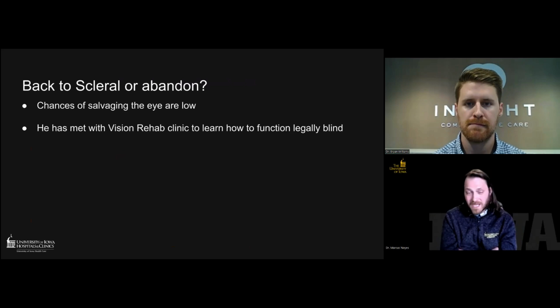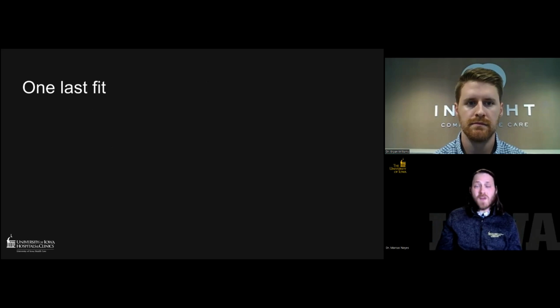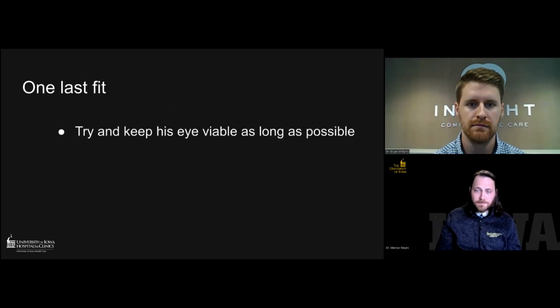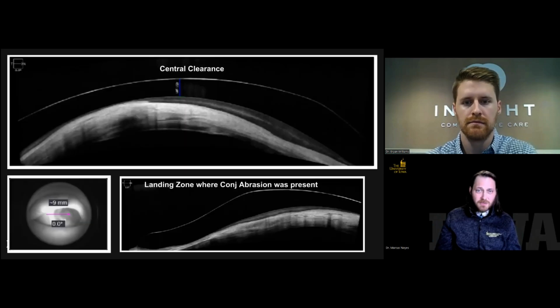So he actually ended up having to take Braille classes and use a cane and all of that sort of stuff. He was highly motivated. He's one of those people that doesn't like just sitting around, and he understood. He had gotten over a year and a half of wear with that previous lens doing really well. And we decided to do one last fit for him, something to just try and keep the eye as stable as possible. So we did an impression refit with fenestrations, just like we did before.